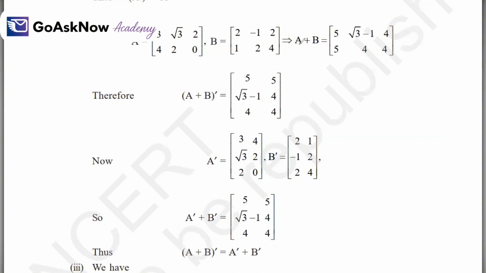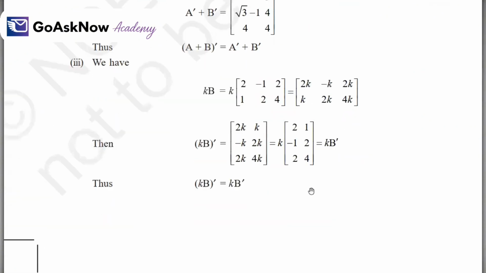Okay. So I hope that you also got these things very clearly. Let's move forward and see the next property. So we have KB, written like K into B matrix. So that will come 2K, minus K, 2K, K, 2K and 4K. And then (KB) dash is K into [2 minus 1 2; 1 2 4], that is equal to K into B dash. So (KB) dash is coming out equal to K B dash. This is also proved here. Okay. So you can see the proofs here by taking suitable examples.